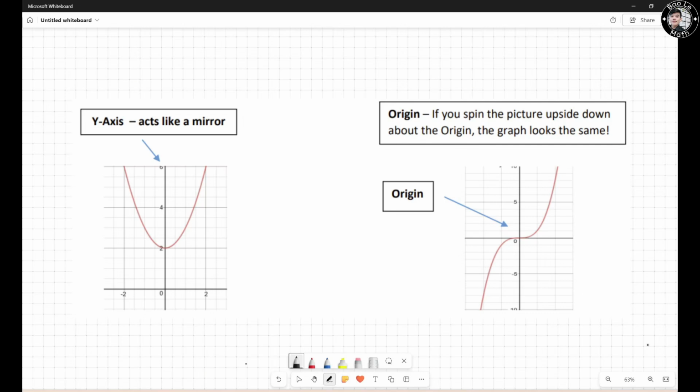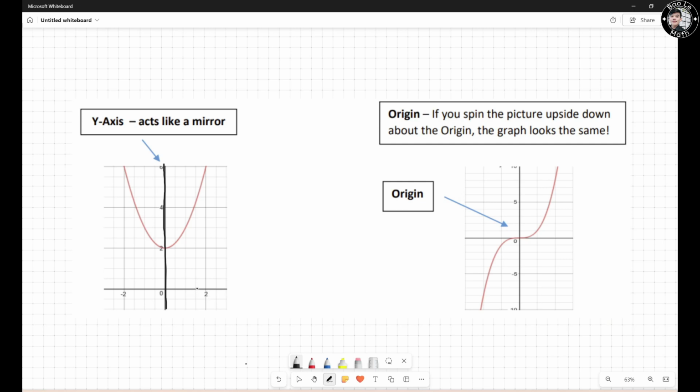Hello everyone, in this video, we're going to learn how to determine if a function is odd or even. Alright, so let's look at this picture right here. An even function is a function that has the y-axis as an axis of symmetry. So, you look at this one right here, the y-axis splits the graph in half, the left half and the right half.